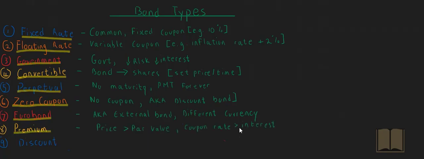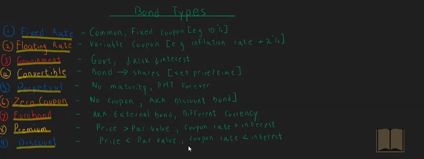The eighth type of bond is called a premium bond. The reason it's called a premium bond is because it's trading at what is known as a premium to its par value. In other words, the price of this bond is higher than the par value of this bond. And the reason why that's the case is because this bond is offering a coupon rate which is higher than the market interest rates. In other words, the rate that it is offering in terms of its coupon is higher than interest rates of similar financial instruments in the market.